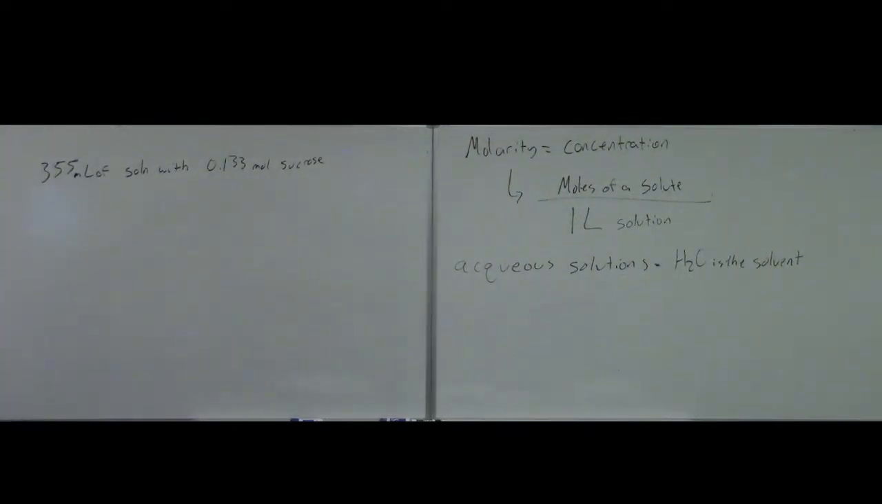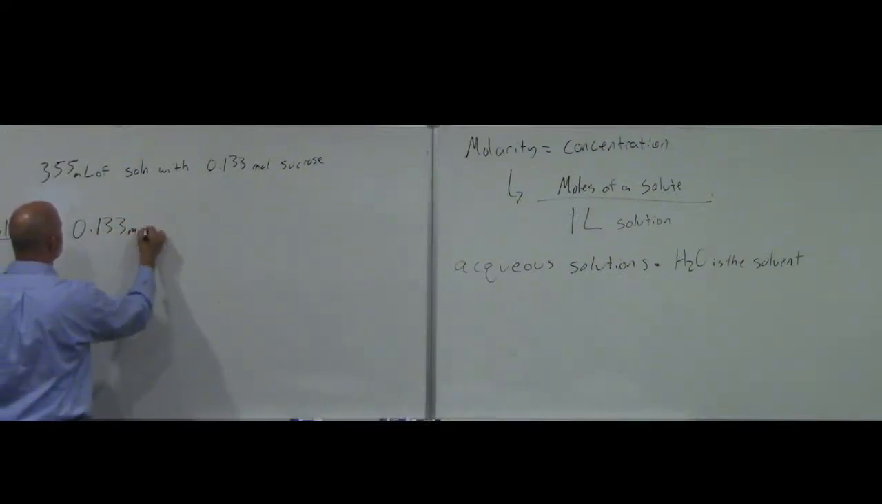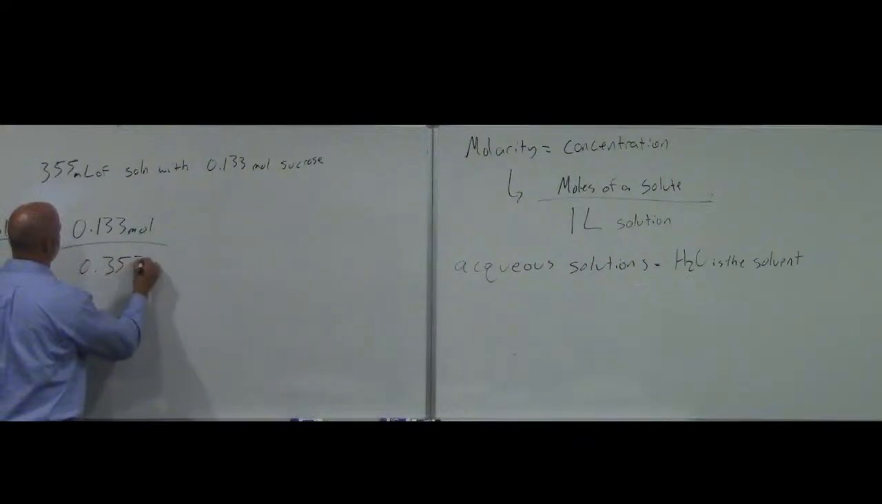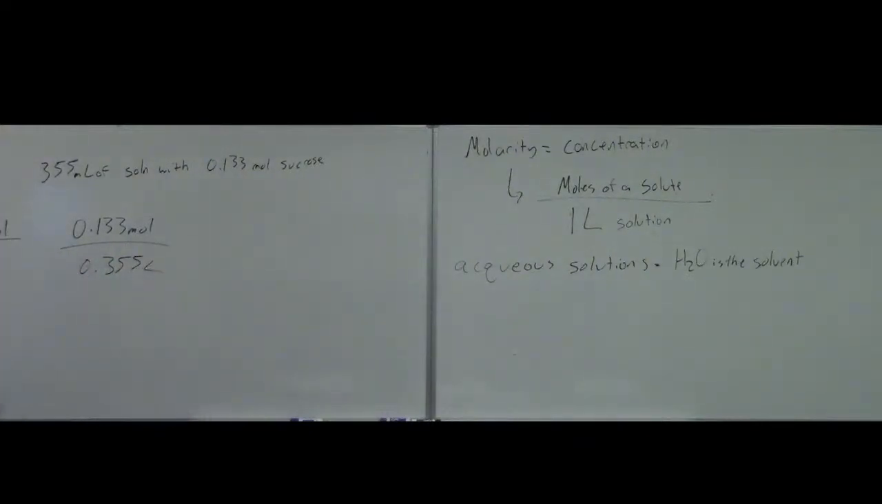So I need to get to this molar concentration. I need to get moles per liter, right? So you need to change that milliliters into liters. Remember, I'm looking for moles per liter, right? I've got 0.133 moles. I've got that over what? 355 milliliters, 0.355 liters, right?